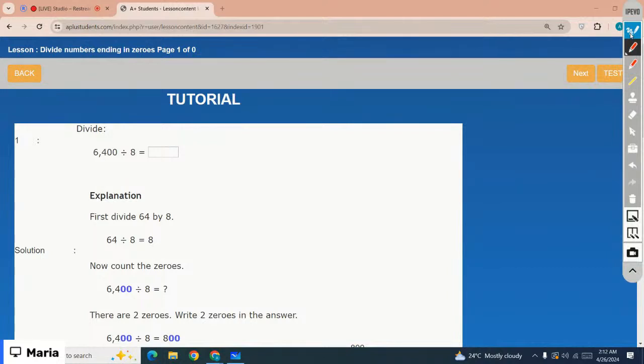Can you hear me now? Okay, so we're going to start with the lesson divide numbers ending in zeros. Let's start with the first example, that is 6400 divided by 8.